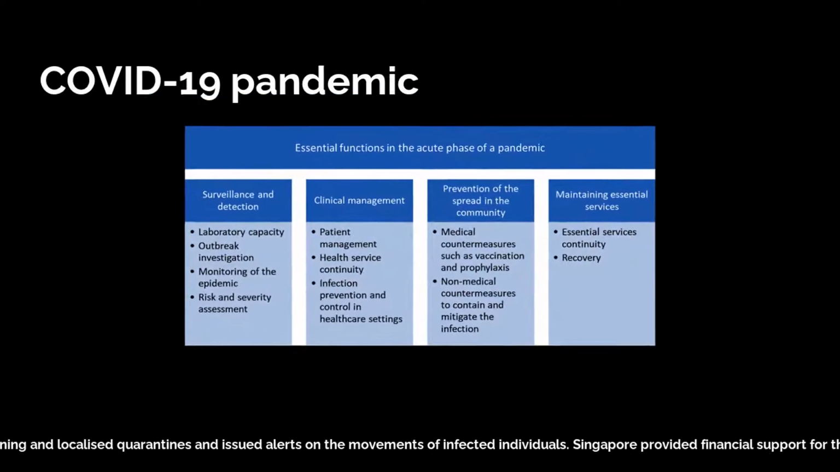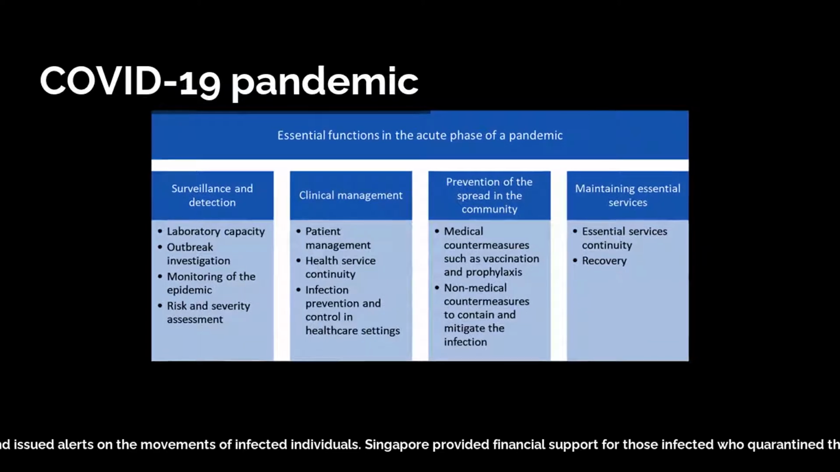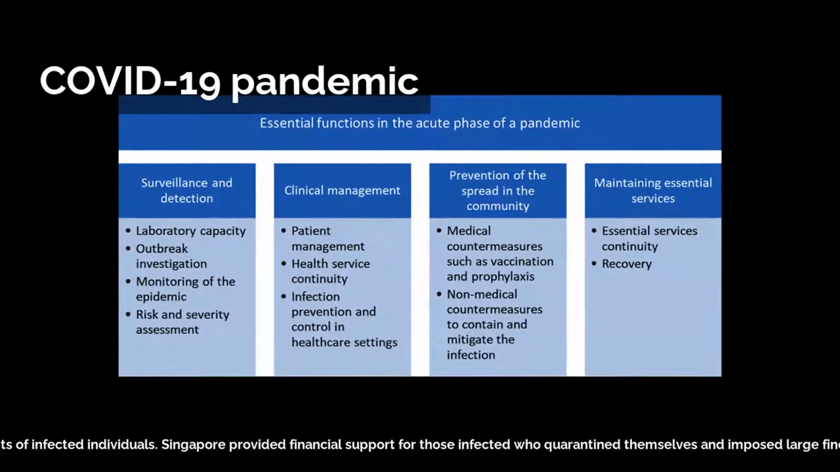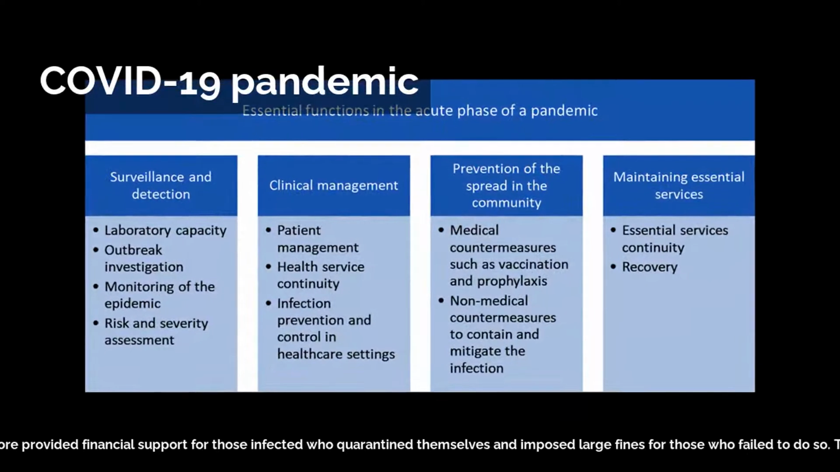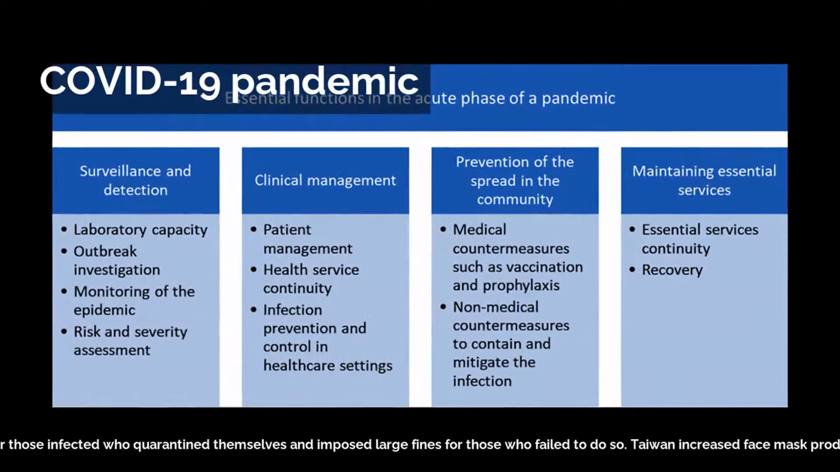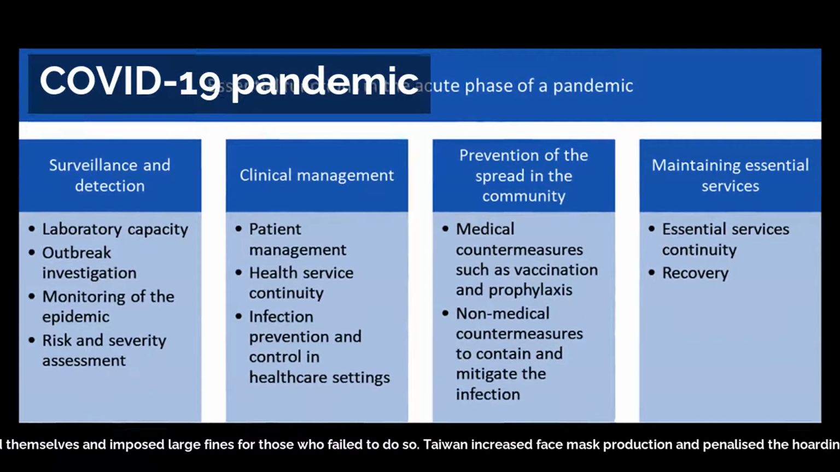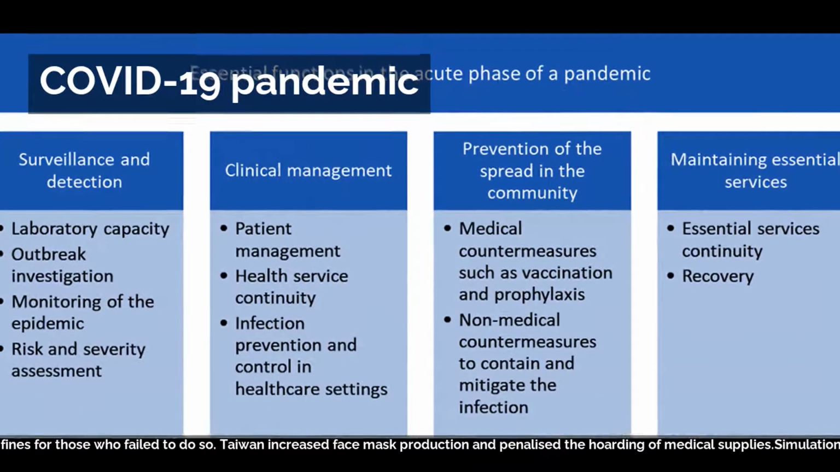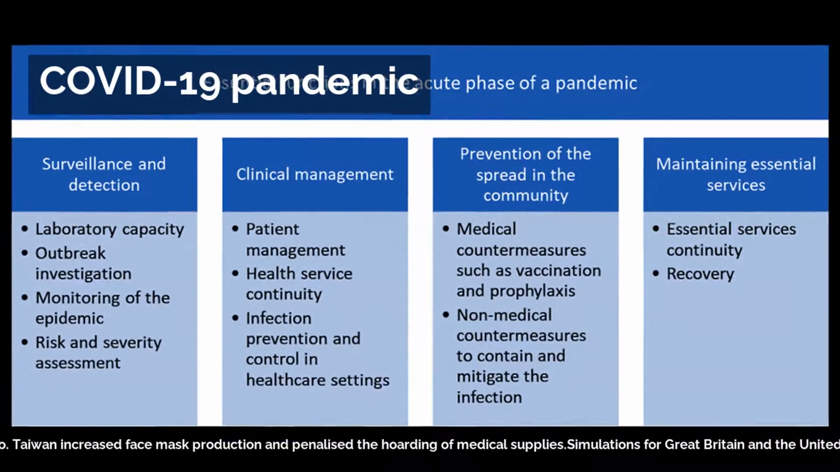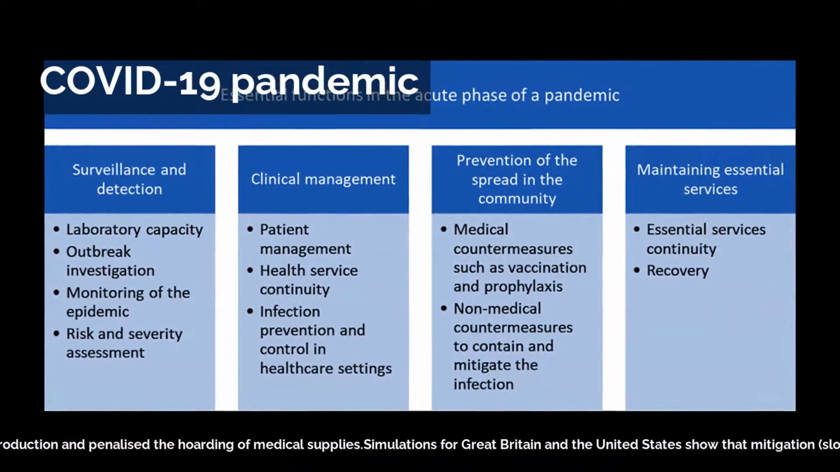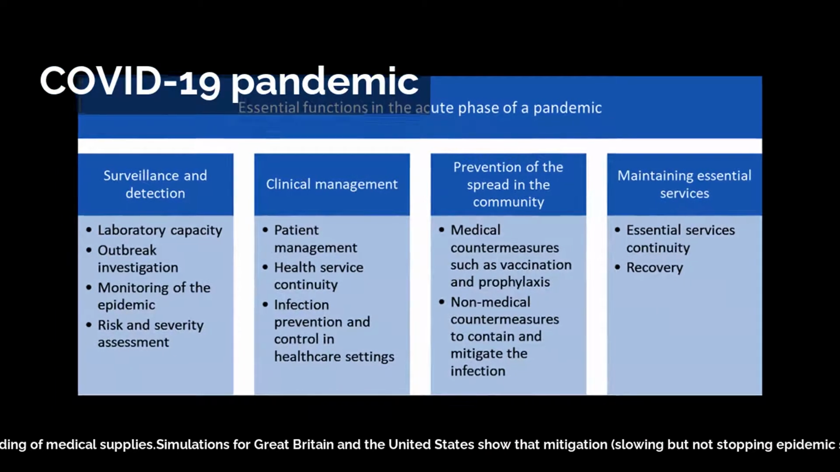Simulations for Great Britain and the United States show that mitigation, slowing but not stopping epidemic spread, and suppression, reversing epidemic growth, have major challenges. Optimal mitigation policies might reduce peak healthcare demand by 2/3 and deaths by half, but still result in hundreds of thousands of deaths and overwhelmed health systems.